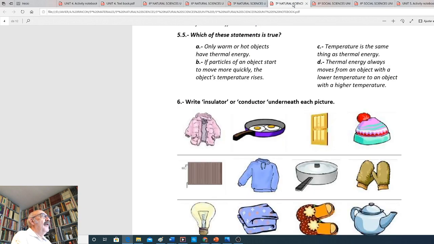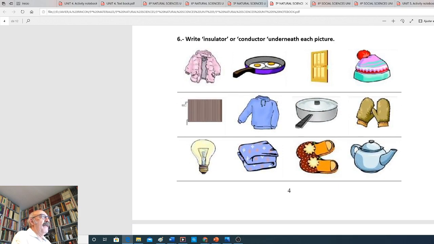With that in mind, go to exercise number 6. You have some different objects, and you have to classify them as insulators or conductors. You have here a coat, and we put on this coat to keep us warm, to keep the heat from transferring. So this is a very good example of an insulator. This is a fry pan, which transfers heat from the fry pan to the eggs. Good example of a conductor.